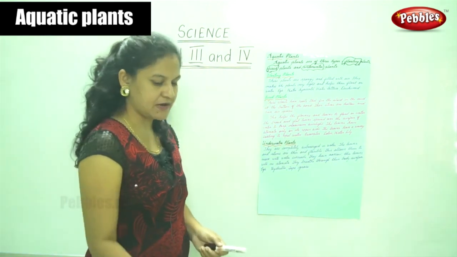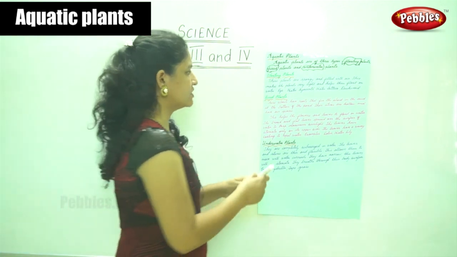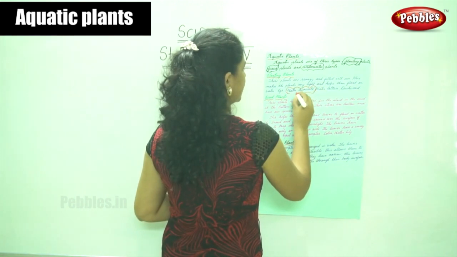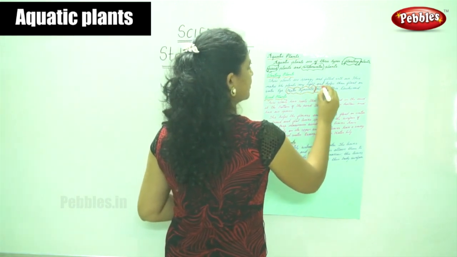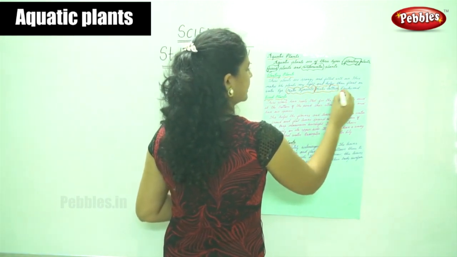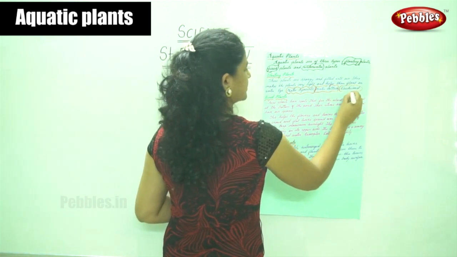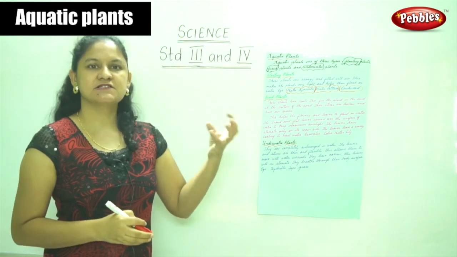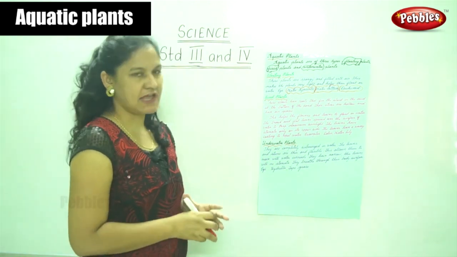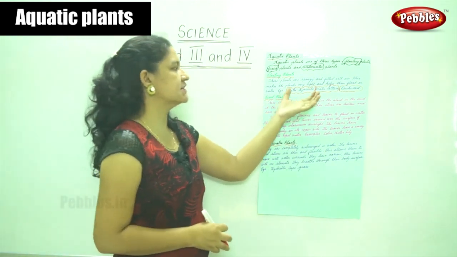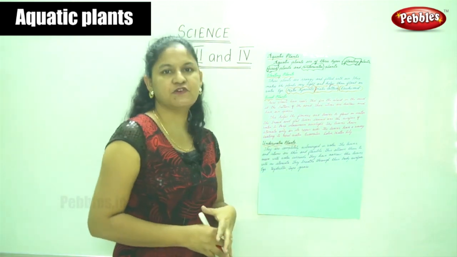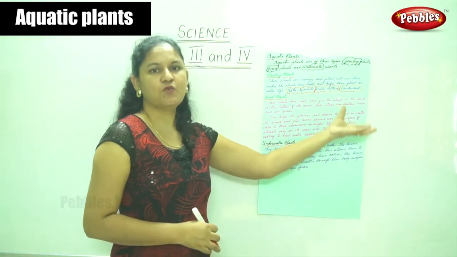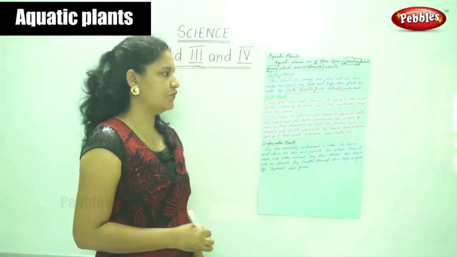Examples of floating plants are your water hyacinth, your water lettuce and your duckweed. So floating plants are spongy and filled with air, and because they are very light, they are able to float on water.